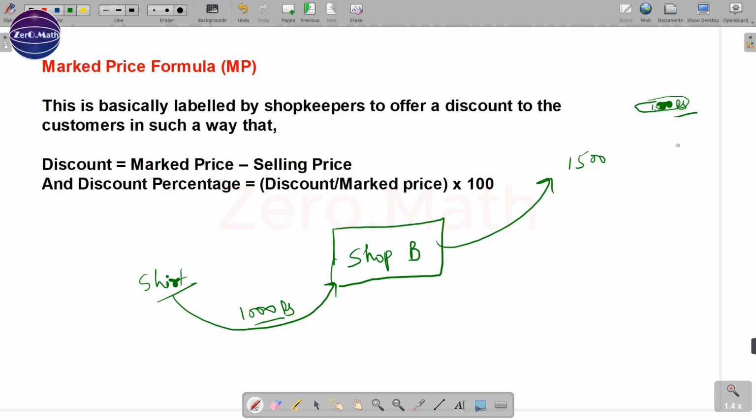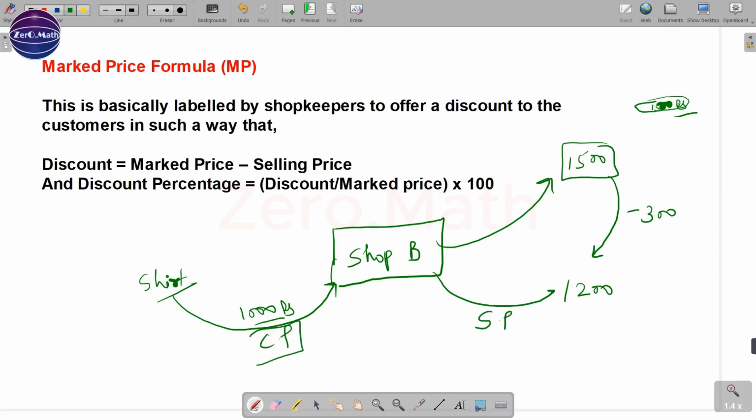Okay. And then what happens is that customers like you, who are a bit naive, come in. He says, sir, there's a discount going on of 300 rupees. So I'll sell it to you for 300 rupees less. That is for 1200 rupees. But it's basically the same thing, brother, that just became his selling price. That became your cost price. So it's essentially the same thing.